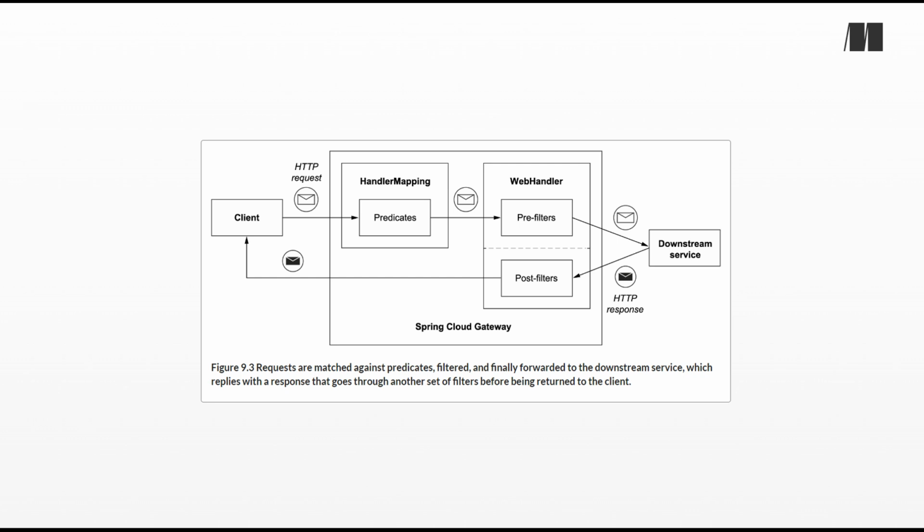Figure 9.3 shows how the routing works in Spring Cloud Gateway. Figure 9.3. Requests are matched against predicates, filtered, and finally forwarded to the downstream service, which replies with a response that goes through another set of filters before being returned to the client.